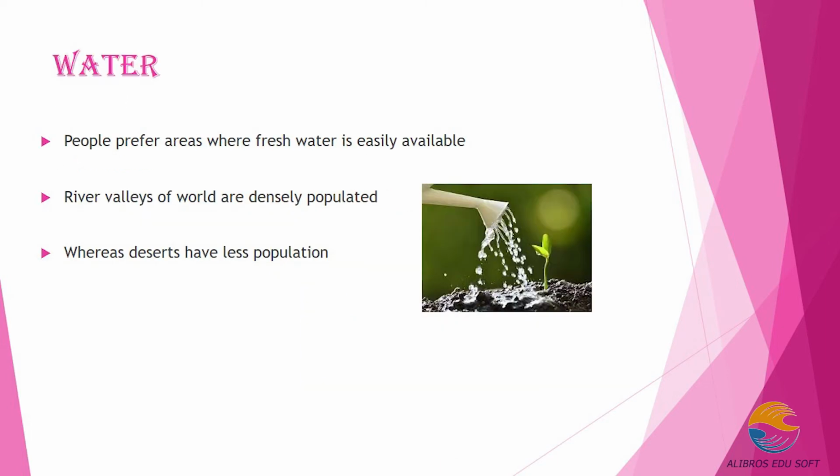Next factor is water. Water is the most important life supporting system. Human beings cannot survive without water. People prefer to live in areas where fresh water is easily available. River valleys of the world are densely populated, while desert regions of the world have scarce population.